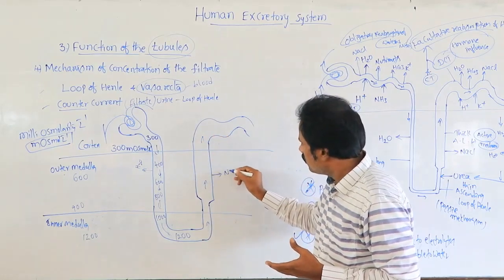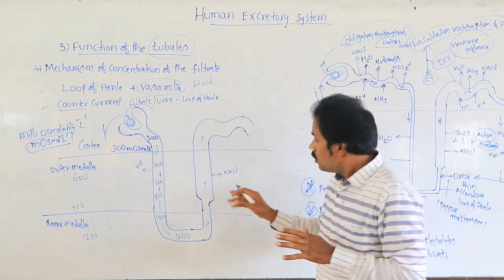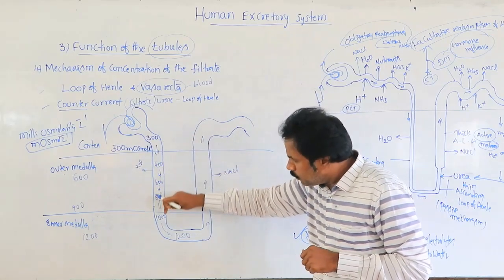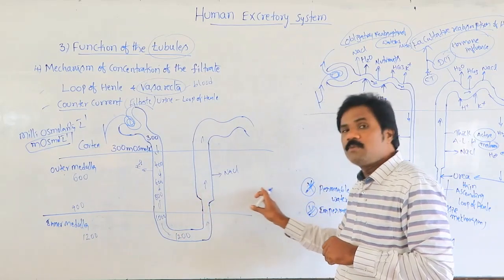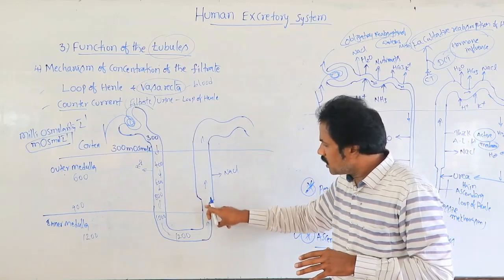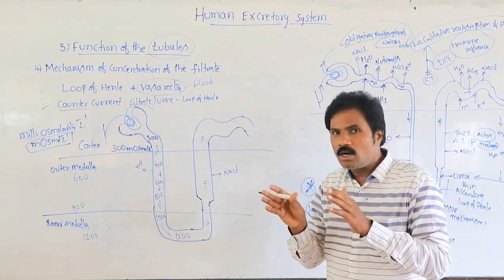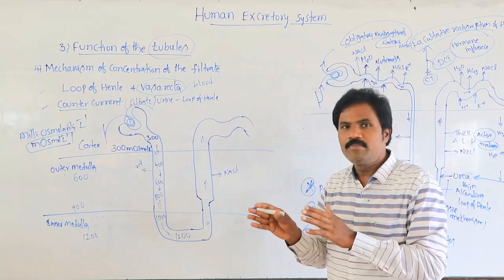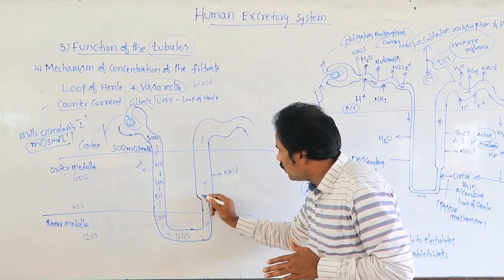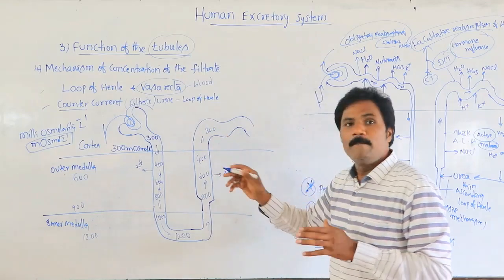there is reabsorption of sodium chloride, only electrolytes, and it is impermeable to water. Then what happened? Whatever salts were passing along the descending loop of Henle are reabsorbed into the body. So whatever the fluid, the filtrate, the urine, it gets diluted. Whenever it is diluted, the osmolarity gradually reduces. While moving in the upward direction, the osmolarity reduces, like 600, 400, 300 milliosmolarity.